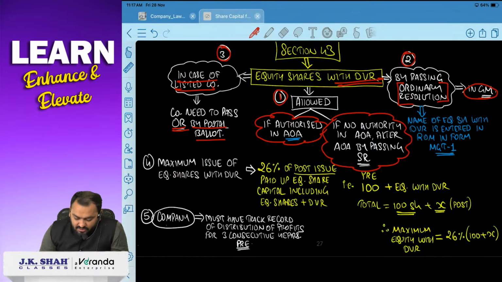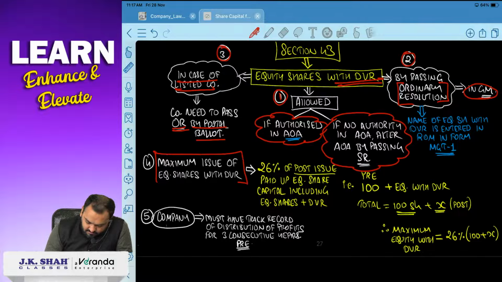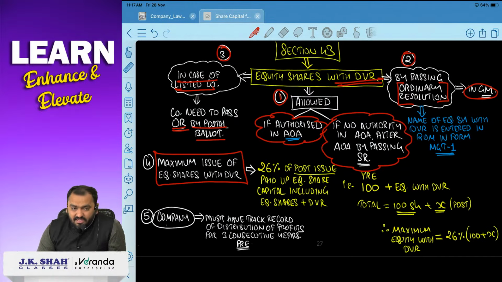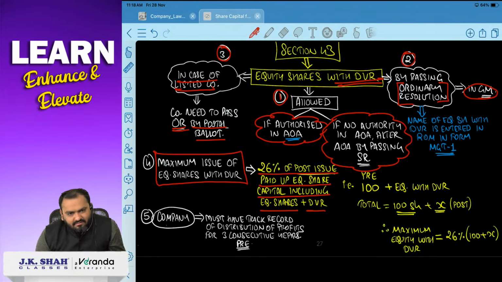Now, how much equity with the DVR company can issue? So it is 74%. Yes or no? Yes. Okay. Here what you can see? Maximum issue of equity shares with the DVR company can have is what? 26% of the post issue paid up equity share capital, including equity shares with DVR. That is one and the same. 100 minus 26 is understood. Everybody. So this is the maximum limit what company can issue. Okay, and there in your book you can see that 74 what is written there, that is talking about voting rights. That line will talk about voting rights. Okay, so this is the maximum limit what company can issue, that is equity with the DVR.